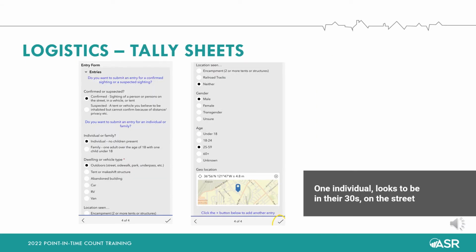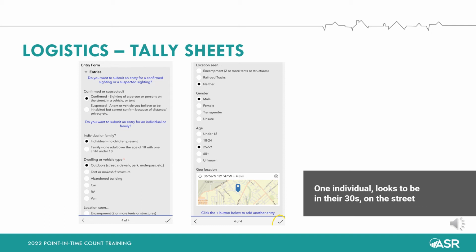Let's look at some examples of how to fill out the tally sheets. You will fill out one line per person that you see. In the first example, you observed one individual who appeared to be a male in their 30s and was on the street. You start by bubbling in Confirmed under Confirmed or Suspected.